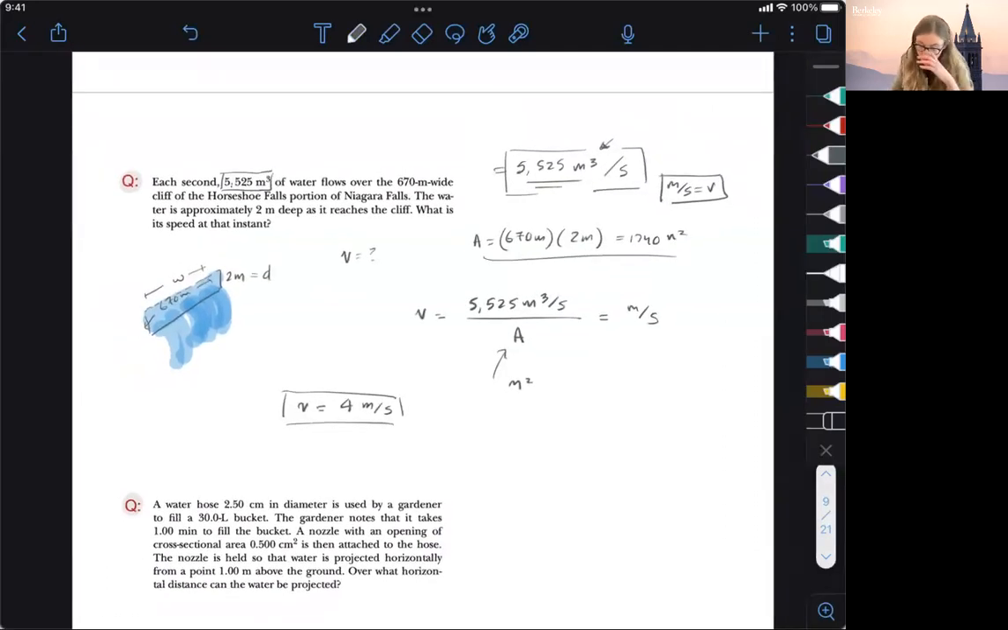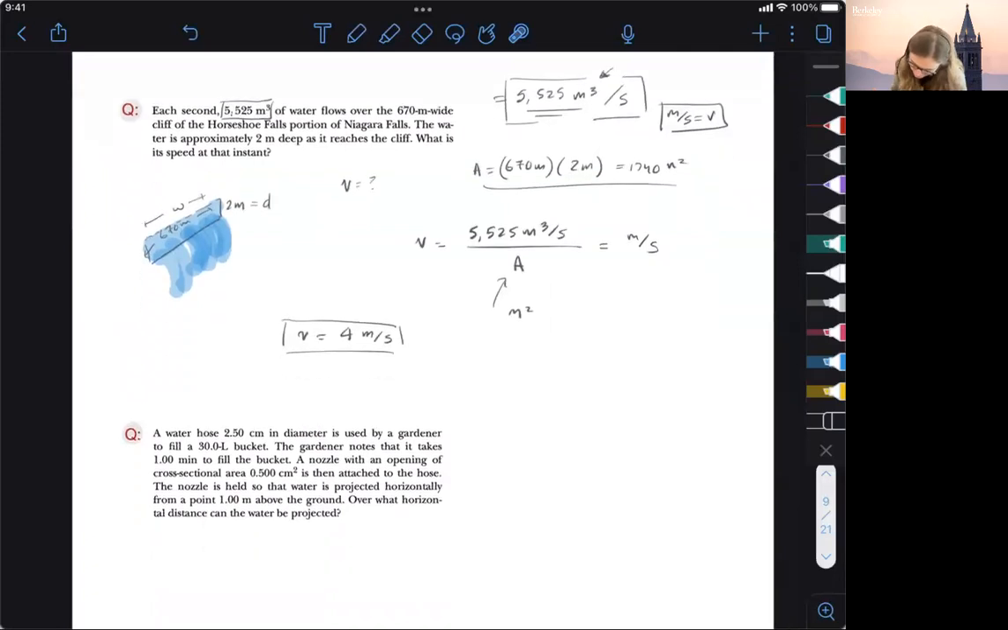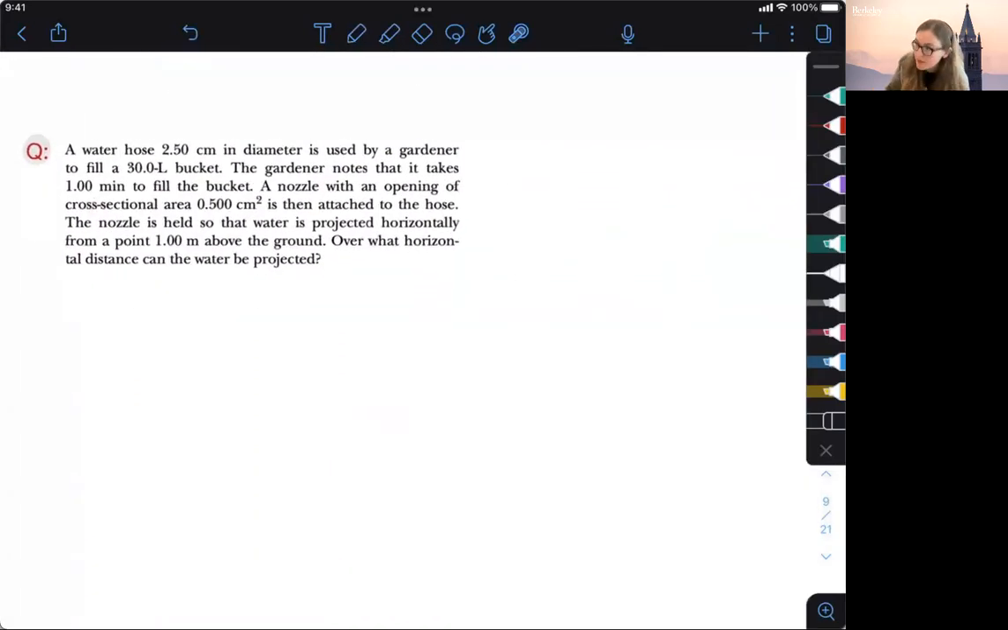So this is just a conceptual look at how we are measuring the fluid going through a cross-sectional area. Okay, the second problem is actually very similar to the homework. There is a garden hose. We're given a diameter of the hose, and they're using it to fill a bucket. The gardener notes that it takes 1 minute to fill the bucket. The nozzle has this cross-sectional opening, and that's what's attached to the hose. The nozzle is held so that the water is projected horizontally from a point 1 meter above the ground.